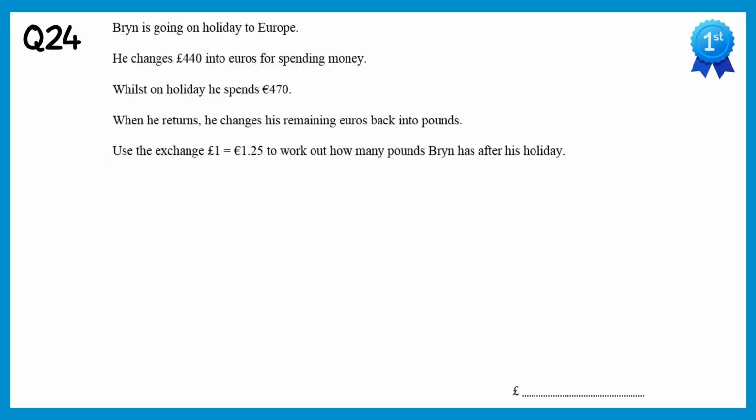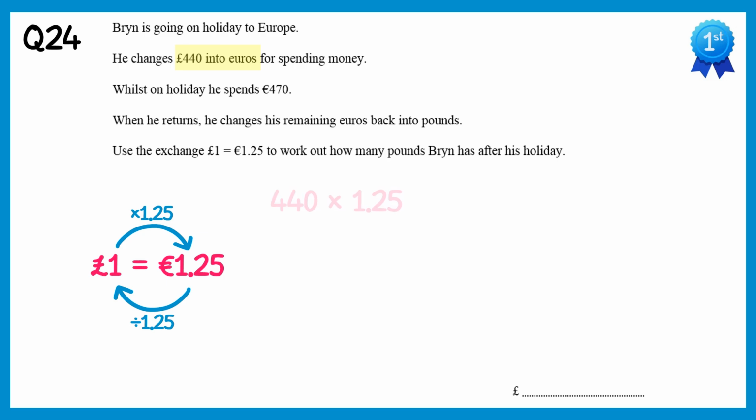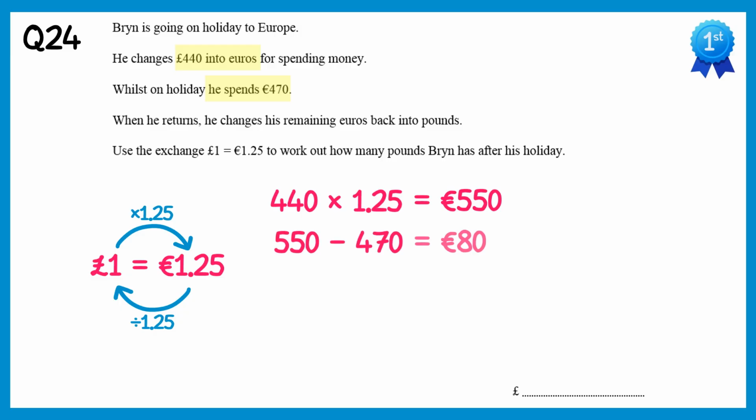In this question, we have an exchange rate which is £1 is equal to 1.25 euros. This means to go from pounds to euros, you multiply by 1.25, and to go from euros back to pounds, you divide by 1.25. In the question, we've got £440, which we need to convert to euros, so we do 440 times 1.25, which gets you €550. 470 of these euros are then spent, so we do 550 take 470, which gives you €80, and then we need to convert this back into pounds, so we do 80 divided by 1.25, which gets you £64.